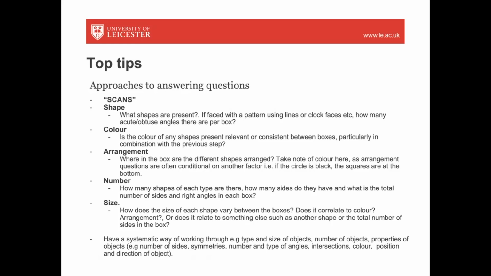So in terms of shape, you're looking for what shapes are present, what sort of angles are present, what sort of clock faces are present, etc. Color, you're looking for the color of the shapes in each of the boxes and how they combine together and relate to the previous boxes.